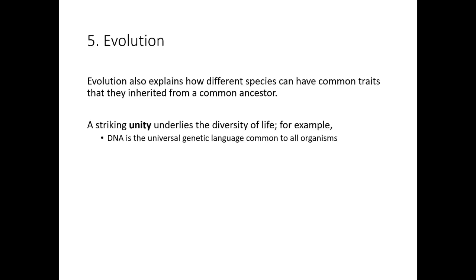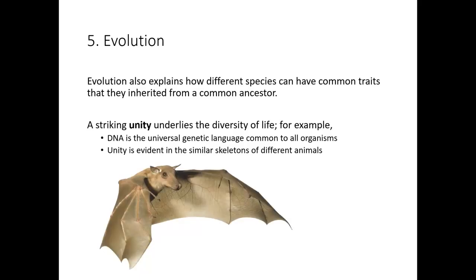Another example is found in this bat's wings. The bones in those wings are modified finger bones. So even though humans are very different from bats, our common ancestor had finger bones, and we can see that commonality persists today.